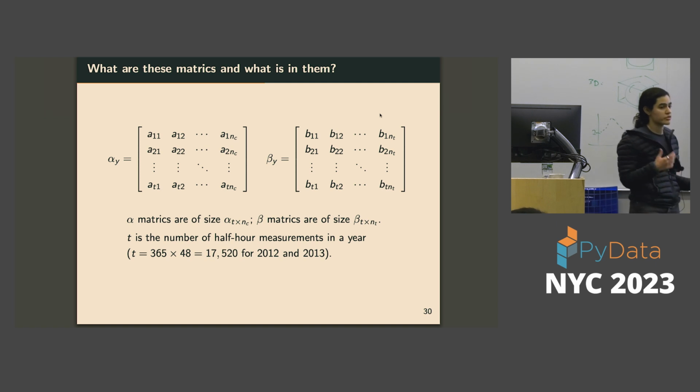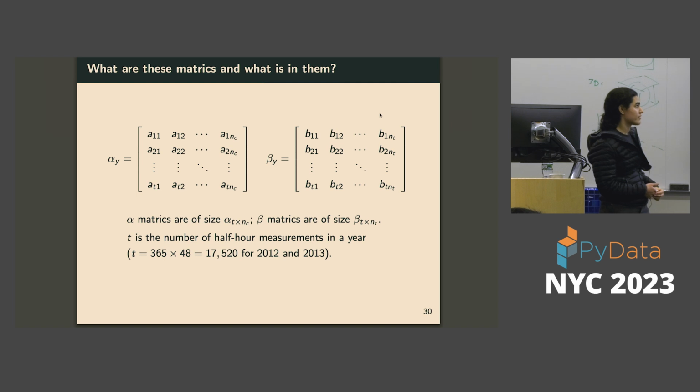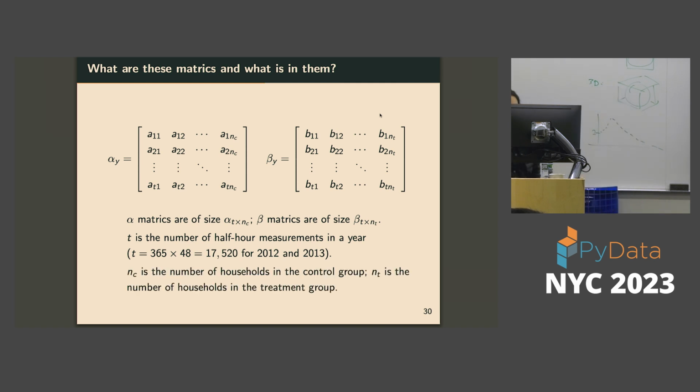So for 2012 and 2013, where we have the full year, that's going to be half hour level intervals, about 17,000 temporal components on the y-axis. And the n's are different. Going back to that plot, the control group is larger than the treatment group, so NC and NT is the only difference between these two matrices.